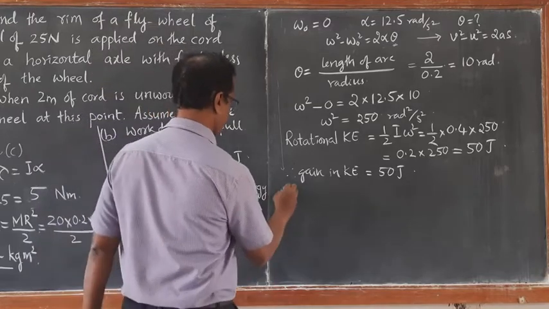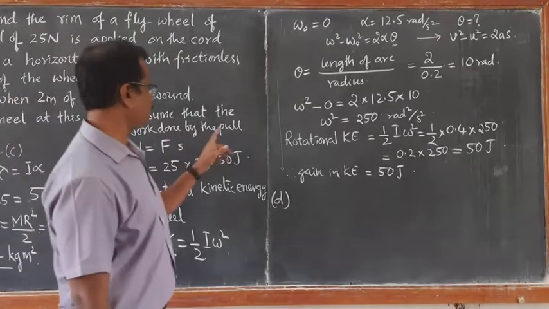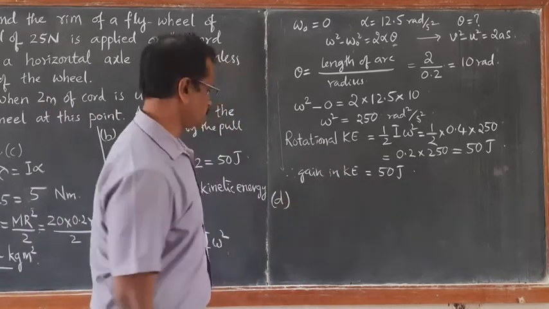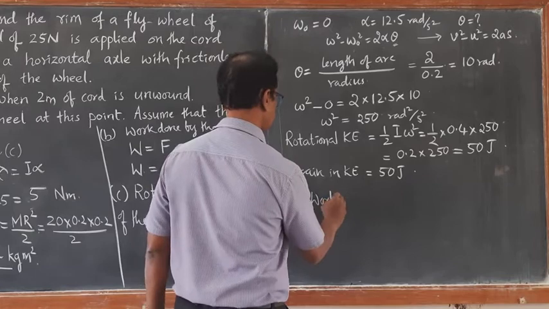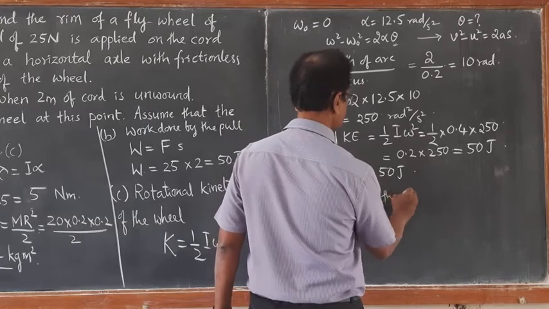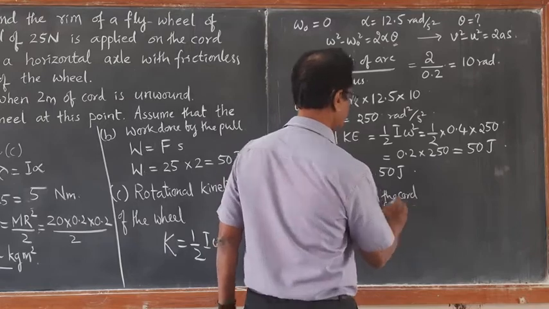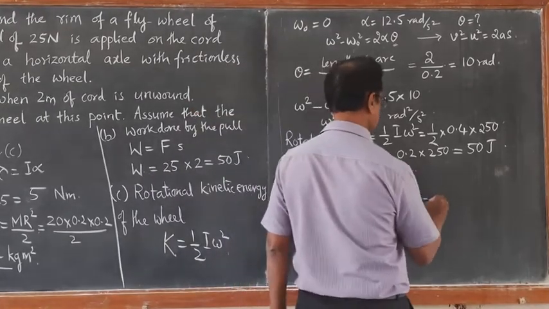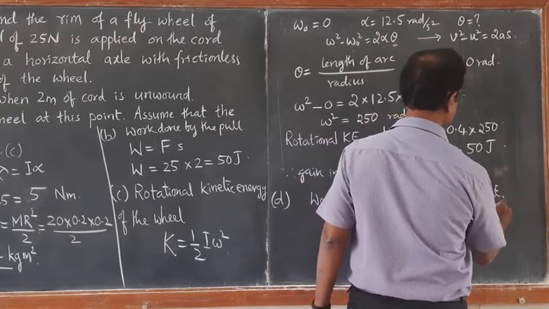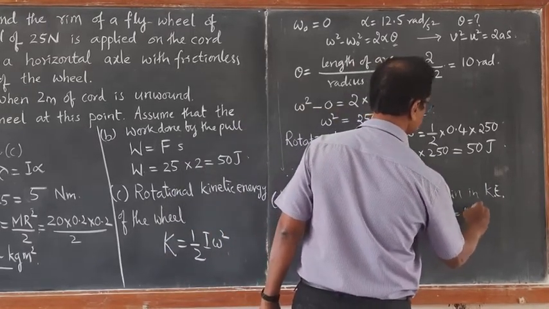Now question number D. When you compare B and C, both the answers are the same. B is the work done by the pull, that is 50 joules. Gain in kinetic energy is 50 joules. Therefore, we write: work done on the cord by the force of pull is equal to gain in kinetic energy. This is what we realize from these results.